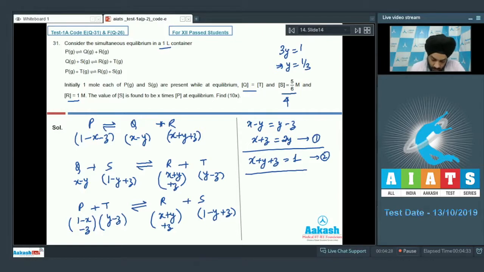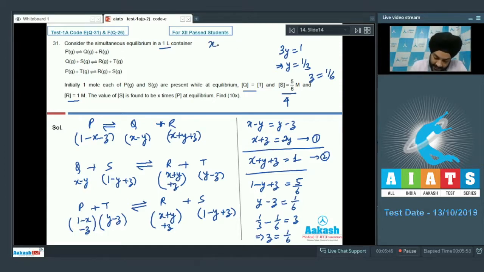If we talk about S now, S is 1 minus Y plus Z. So this is equal to 5 by 6. So we can see that Y minus Z is equal to 1 by 6. The value of Y was 1 by 3, so 1 by 3 minus 1 by 6 is equal to Z. Solving this expression, students, the value of Z is 1 by 6. Since the sum of X plus Y plus Z is 1, the value of X has to be 1 by 2. So students, we have X equal to 1 by 2, Y equal to 1 by 3 and Z equal to 1 by 6.